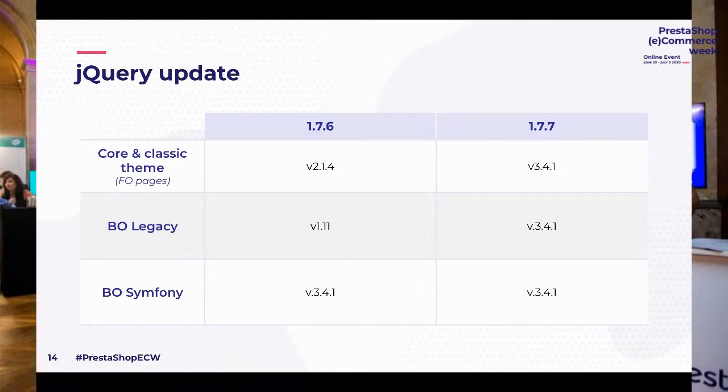So this was upgraded from jQuery 2 to jQuery 3.4. The legacy pages in the back office were using jQuery 1, and they were upgraded to jQuery 3.4 as well. And finally, the Symfony pages, which were already on jQuery 3.4. So across the whole software, all parts are using the same jQuery version. So if you were waiting for this to benefit from the features of jQuery 3, you can use it now.